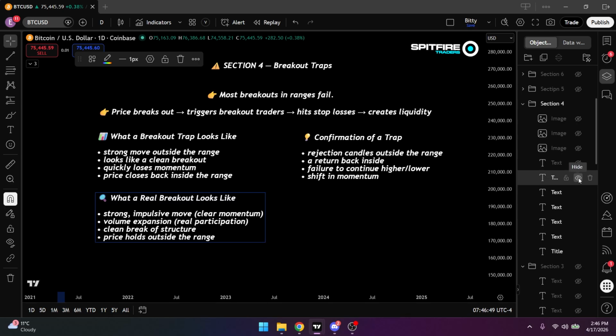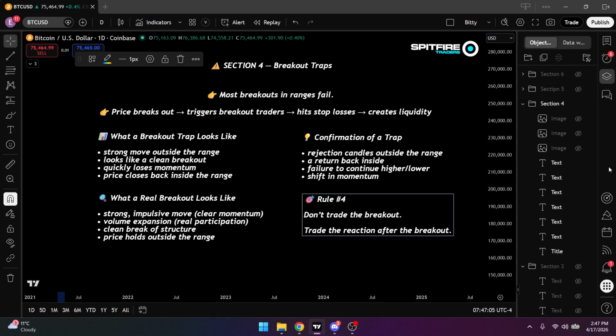A true breakout is very different from a trap. It usually has a strong impulsive move, clear momentum, volume expansion, real participation, clean breakout structure, and most importantly, price holds outside the range. And our rule number 4 is don't trade the breakout. Trade the reaction after the breakout. Wait to see, does price accept outside the range or reject it? That decision tells you everything.